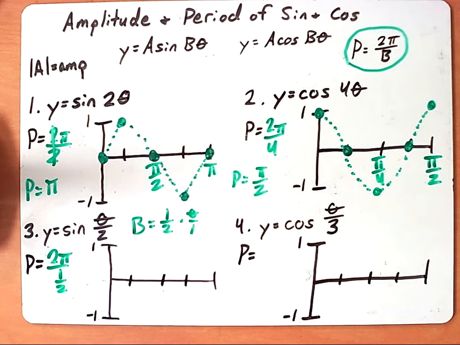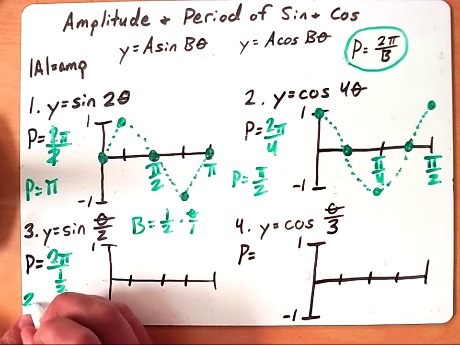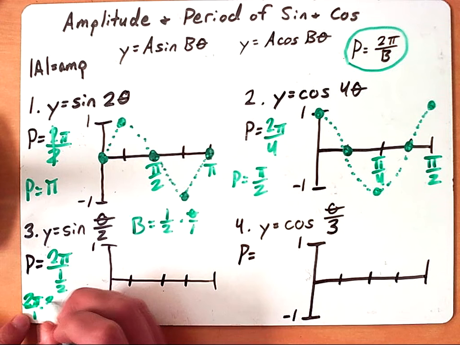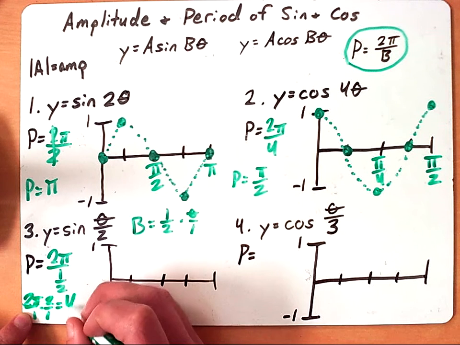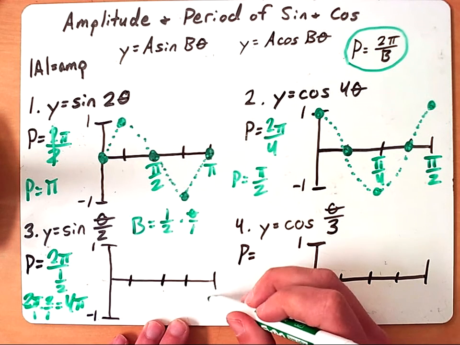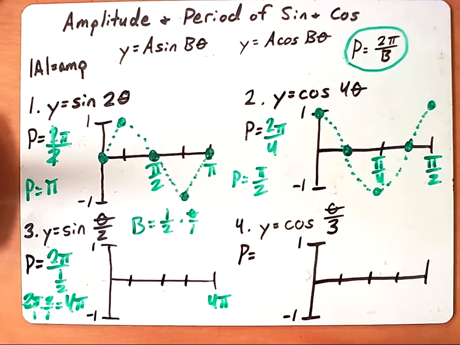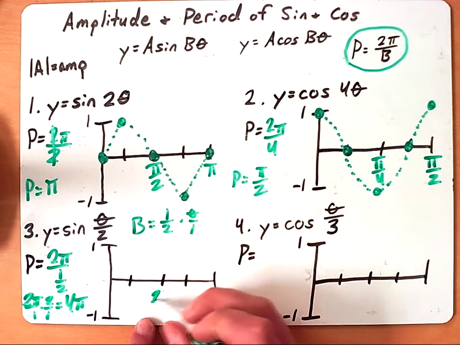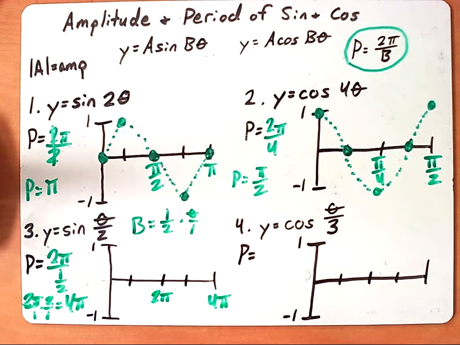Whenever we divide by a fraction, we flip and multiply by its reciprocal. So I get 2 pi over 1 times 2 over 1. So I get a period of 4 pi for this problem. All right, so I'm going to go out here to the end and put 4 pi. I'll label my halfway point 2 pi. I could label my quarter marks 1 pi and 3 pi, but not really necessary.